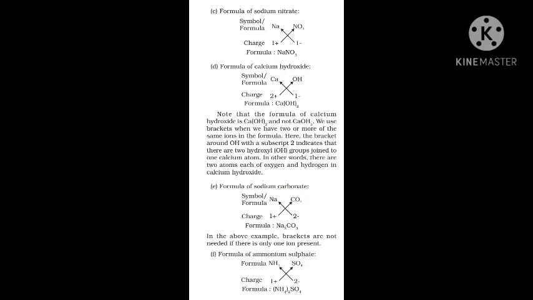Formula of sodium carbonate. Sodium symbol Na, carbonate CO3. Charges for Na 1+ and CO3 2-. Crisscross, you'll get the formula as Na2CO3. In the above example, brackets are not needed if there is only one ion present. Next, formula of ammonium sulfate, ammonium NH4, sulfate SO4, charge 1+ for NH4 and 2- for SO4. Crisscross, you'll get the formula as (NH4)2SO4.